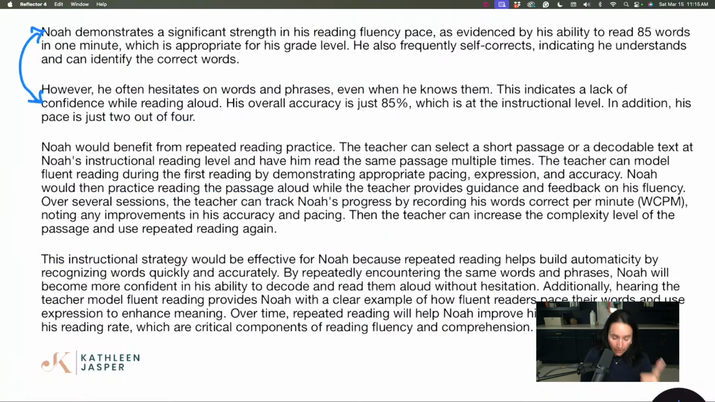So strength. Noah demonstrates a significant strength in his reading fluency pace as evident by his ability to read 85 words in 1 minute, which is appropriate for his grade level. He also frequently self-corrects. So I did 2 strengths here. You only needed 1. I just wanted to include 2 for you.